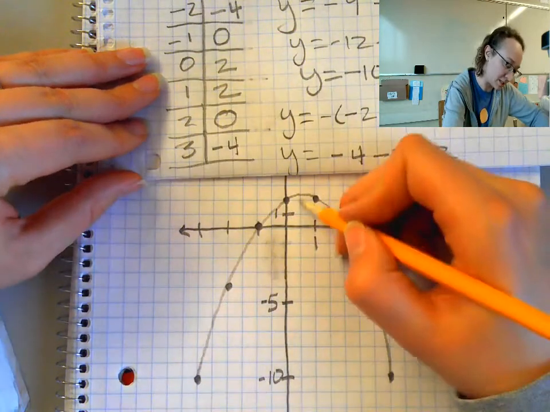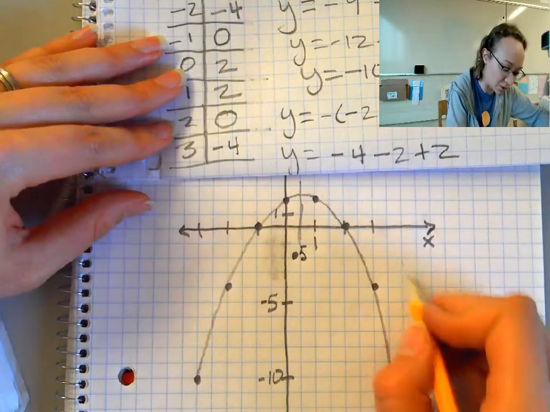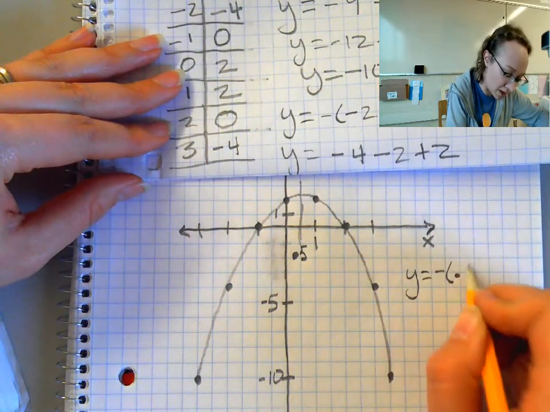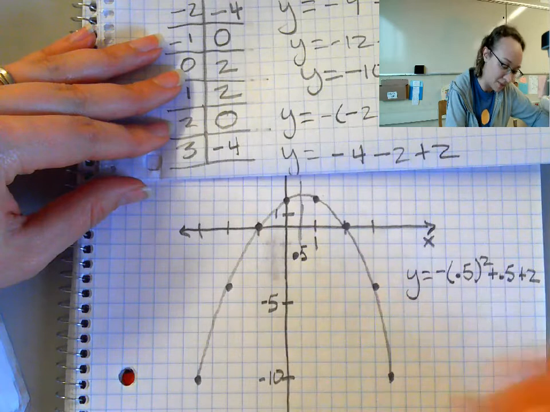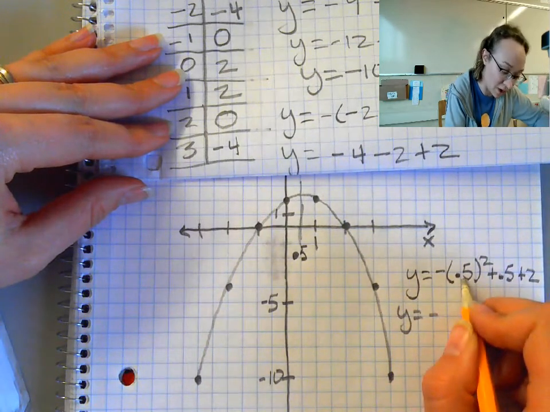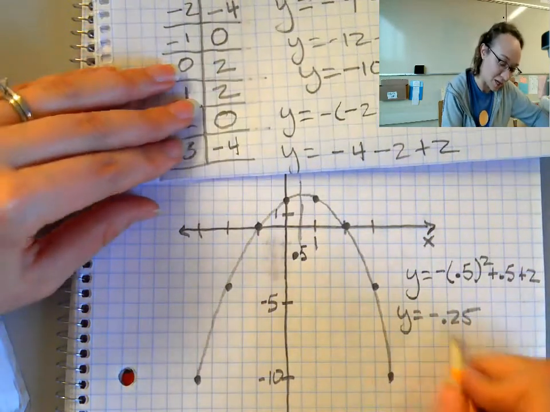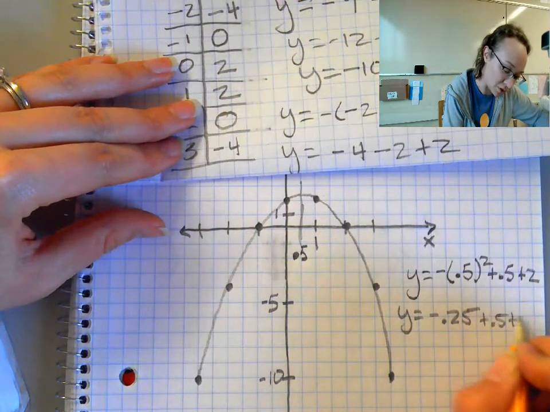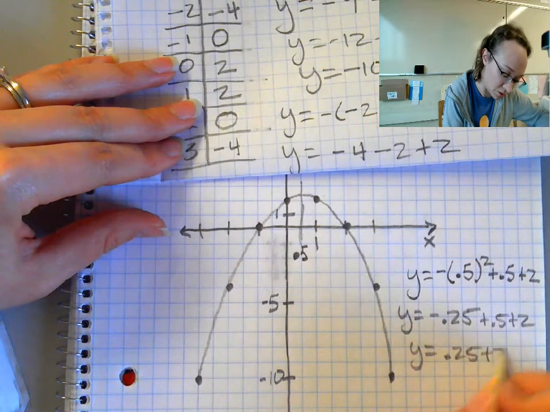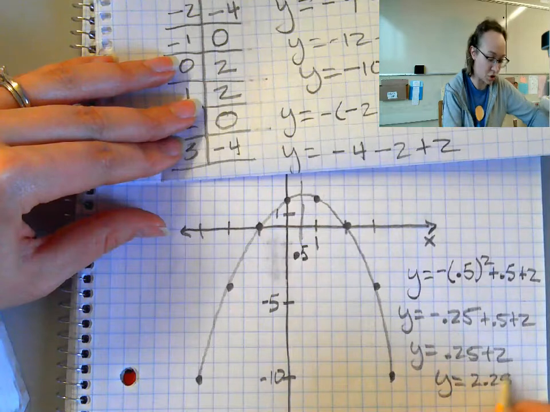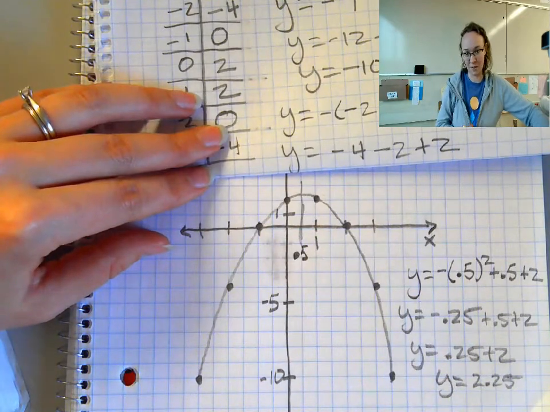To figure out what that number exactly is, I would just need to plug in 0.5 for x into my equation. So I would do y equals -0.5 squared plus 0.5 plus 2. So 0.5 squared is, sorry, 0.25. So -0.25 plus 0.5 plus 2 would give me 0.25 plus 2. So that would be 2.25, which if I look at my graph, that's about what it looks like, right? It's roughly 2.25 up there.